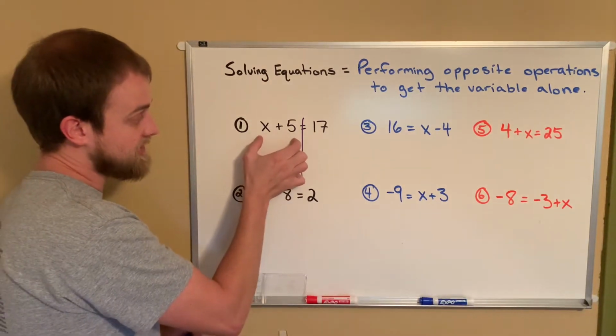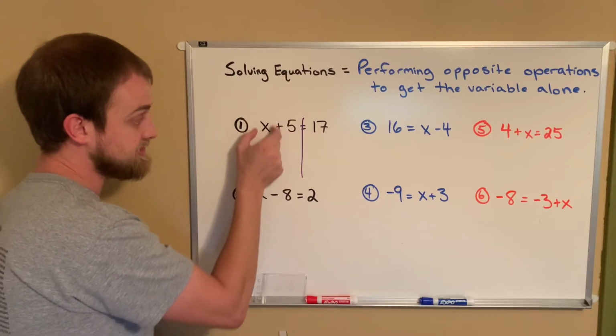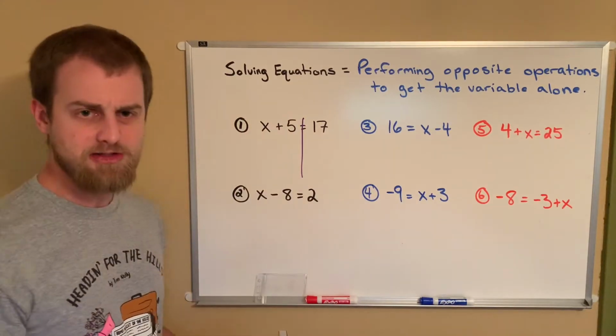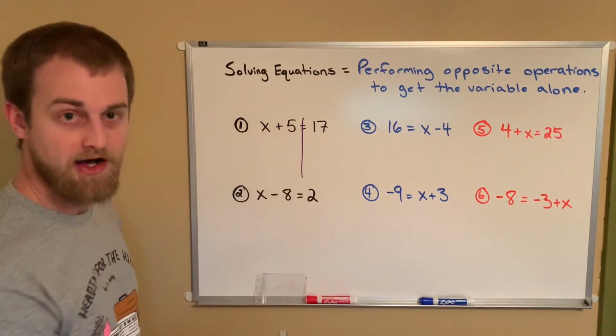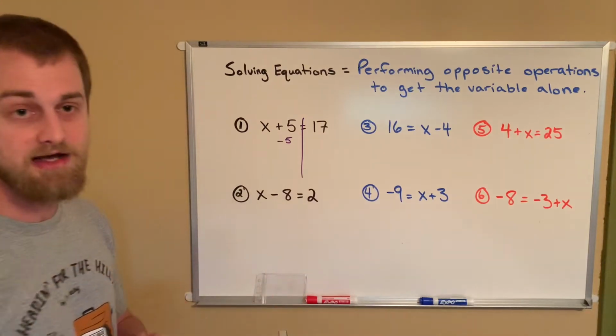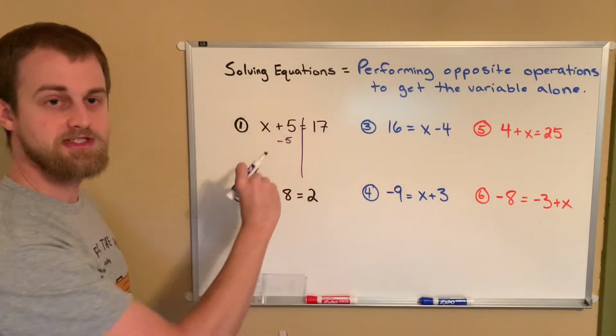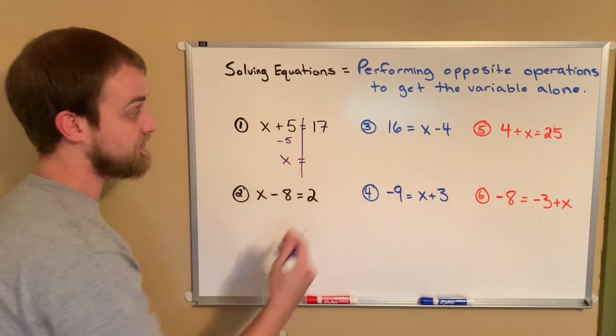We focus on the side that has the variable on it because this is the side where I'm trying to get this variable by itself. And how do I do that? I do the opposite of what I see. Well, I see plus 5, so in my mind, I need to do minus 5. And what that does is zero this out. So all I'll be left with over here is the x, and that'll be equal to something.